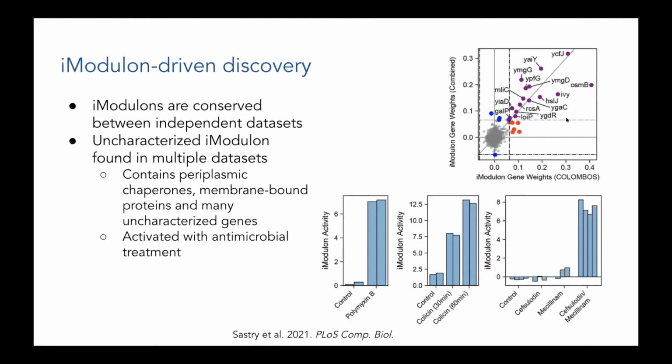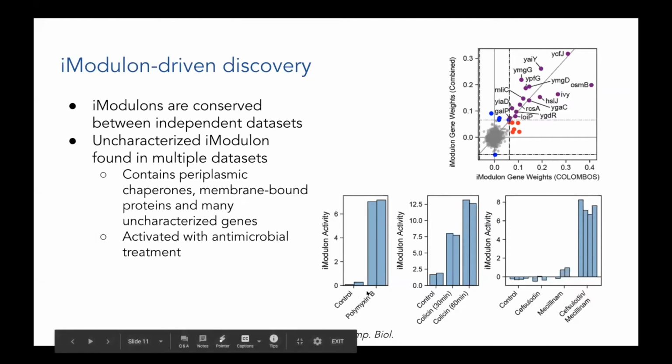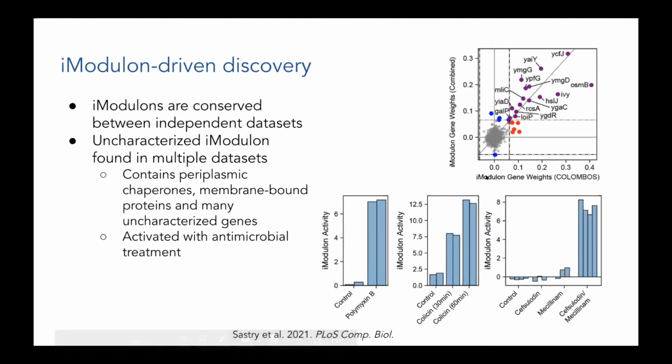And when we looked at the activities of these iModulons in these different data sets, we saw that when it was treated with antimicrobials, specifically membrane-associated antimicrobials such as polymyxin B, colicin, and combination therapy of cefsaludin and mesalinum, these were the conditions that had the highest activity of these genes. So this is showing us how iModulons can help us discover novel regulons that could lead to understanding of antibiotic resistance and just the response to antibiotics for different organisms.